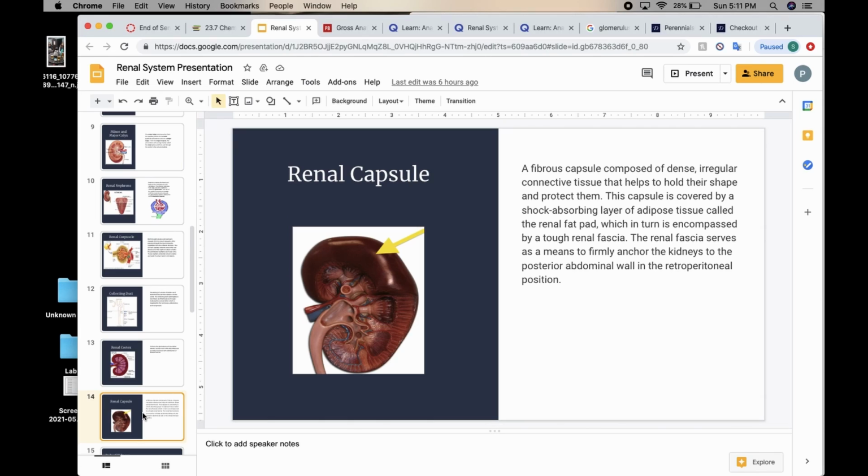And then finally, which I also discussed in the beginning, the renal capsule, which is composed of dense irregular connective tissue and holds the shape and protects the kidneys. The capsule is also covered in a shock-absorbing layer of adipose tissue, which is referred to as the renal fat pad, which is covered by a tough renal fascia.